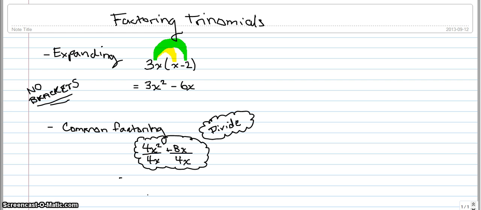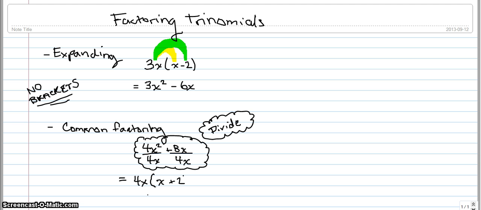So what was the whole point of figuring out our greatest common factor? Well, our greatest common factor, which is 4x, goes in the front, and we open up a bracket. Now we've got to think to ourselves, what do I have to multiply 4x by in order for it to equal 4x squared? Well, 4x times x will equal 4x squared. Same thing here: what do I have to multiply 4x by in order for it to equal 8x?